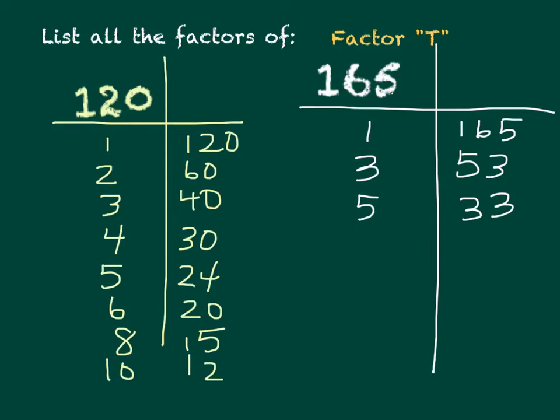So then I move up to 9. The sum of the digits here is 12, which is not a multiple of 9, so 9 is not going to work. 10 is also not going to work. It doesn't end in 0. So now I'm up to 11.